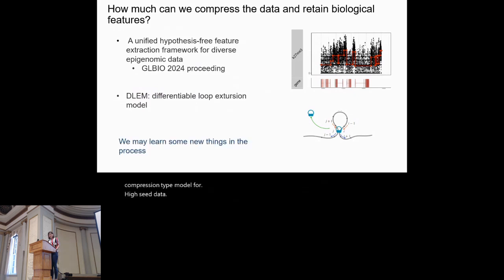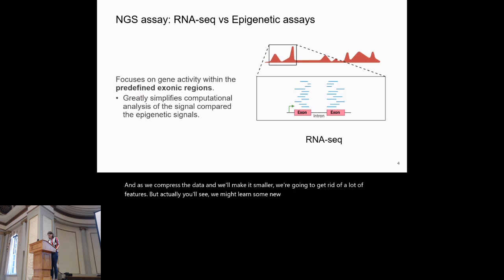And as we compress the data and make it smaller, we're going to get rid of a lot of features, but actually you'll see we might learn some new things. So just to start off, epigenetic data is really large, but of course, if you think about RNA-seq data, you can also represent it as a nucleotide resolution bigwig. And sometimes we do that and look at it that way, but most of the time you're not actually analyzing the data in this space.